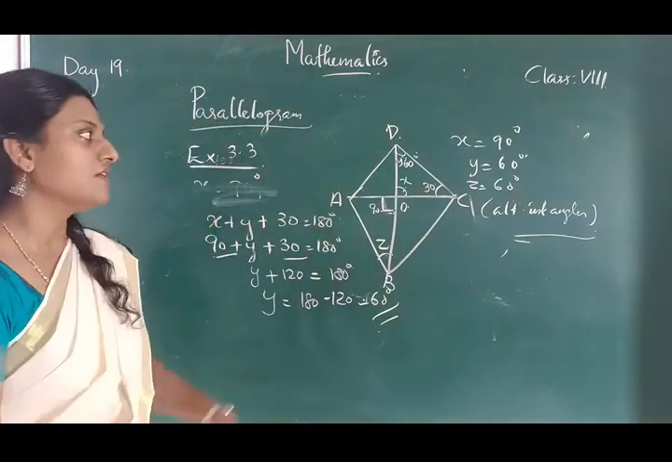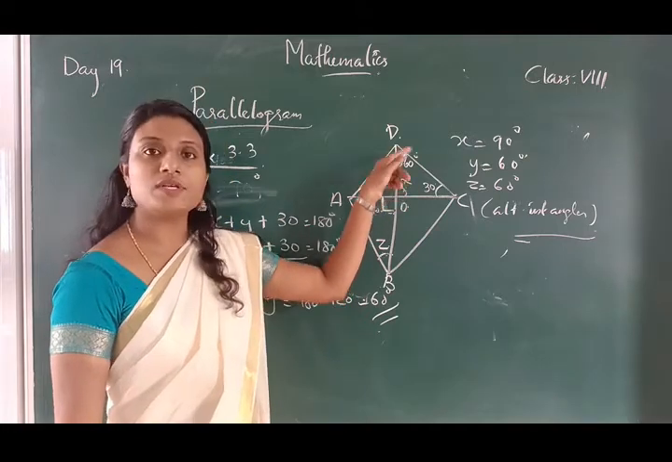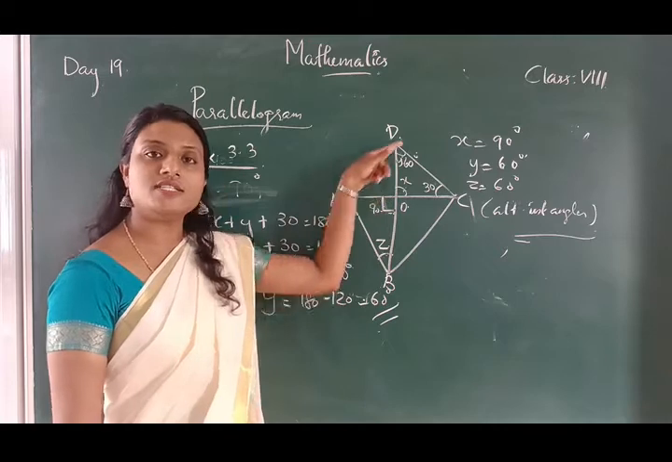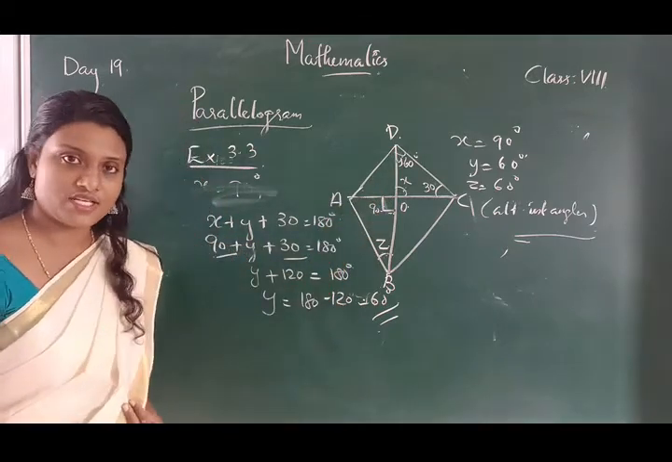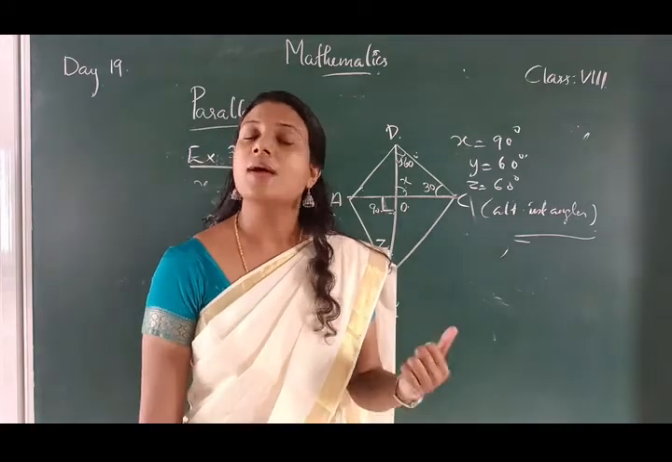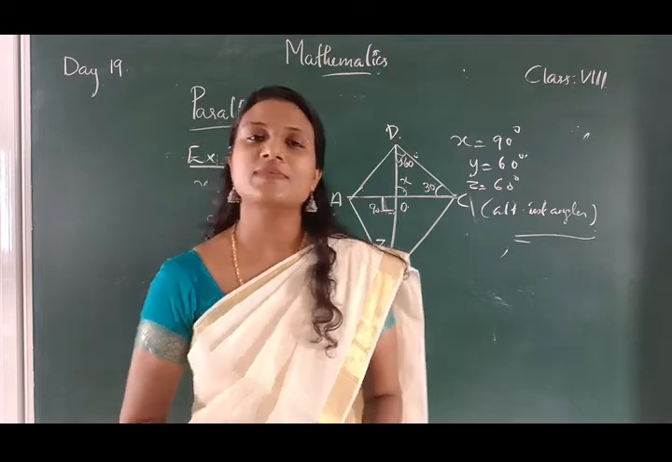Okay, so you got it by the property that the opposite angles are equal. Y from the sum of the angles of a triangle and Z, they are the alternate interior angles, Y and Z. Understood? So these are the main problems based on the quadrilateral parallelogram. Hope you all understood today's class. Thank you.